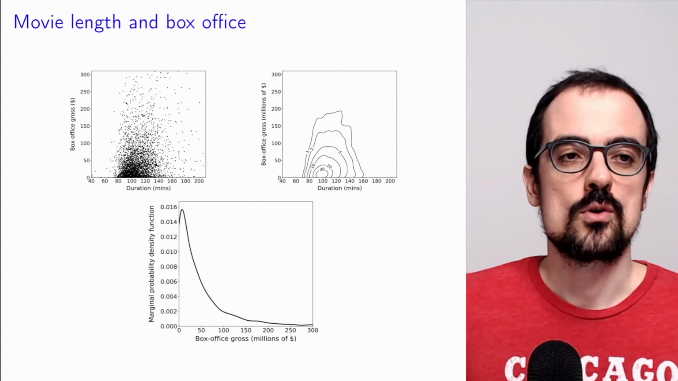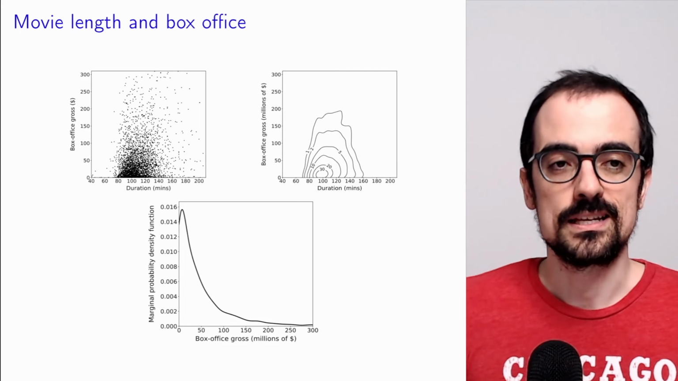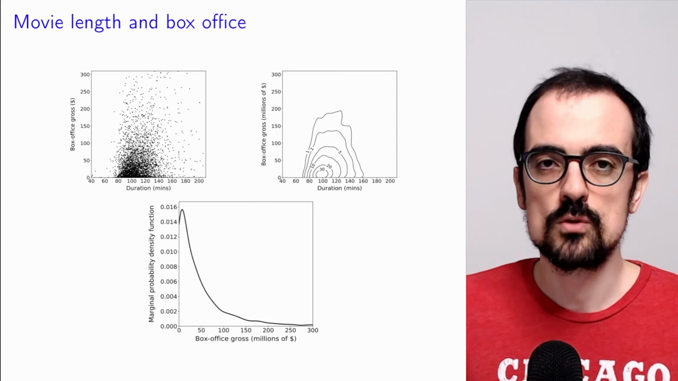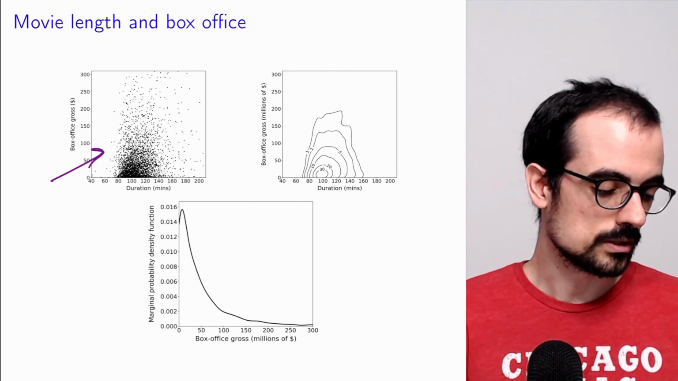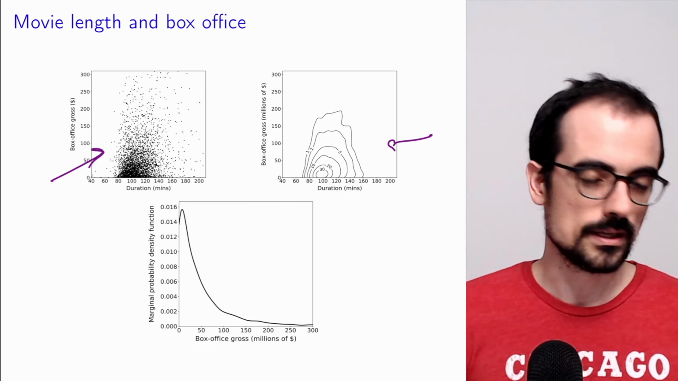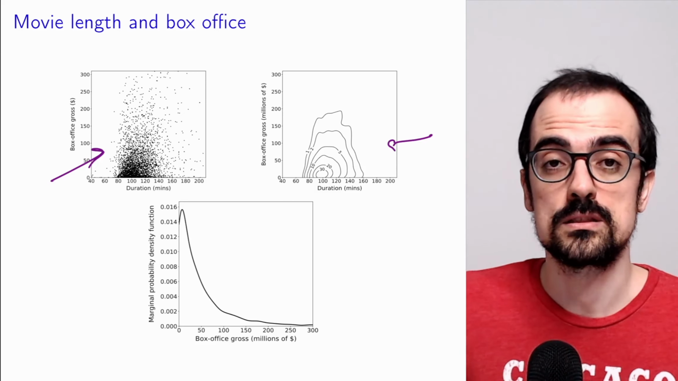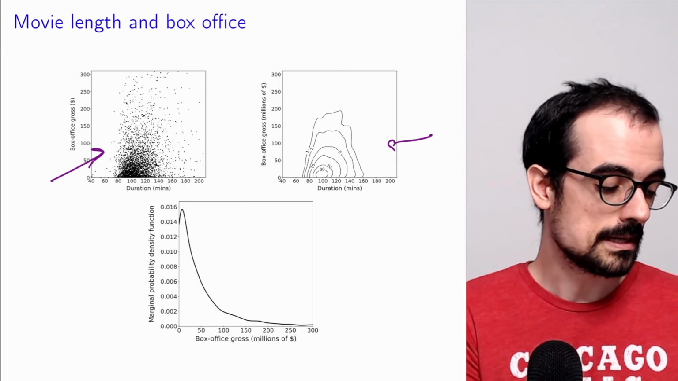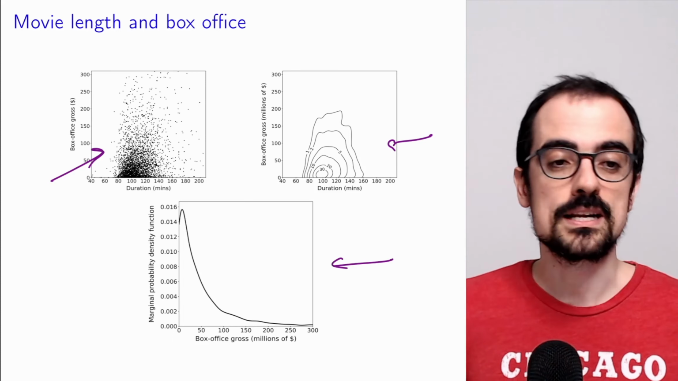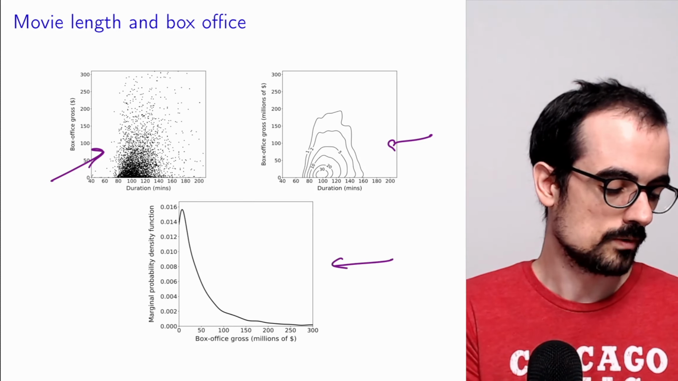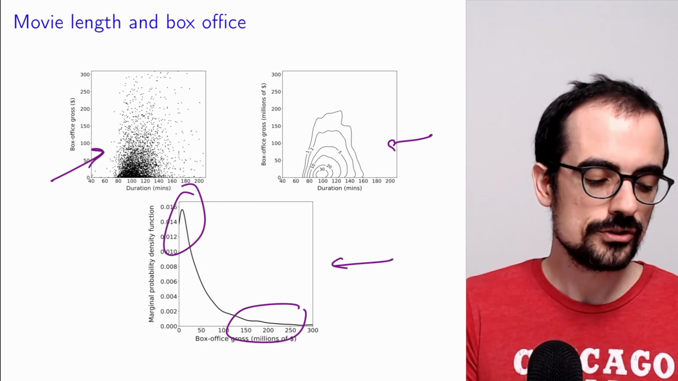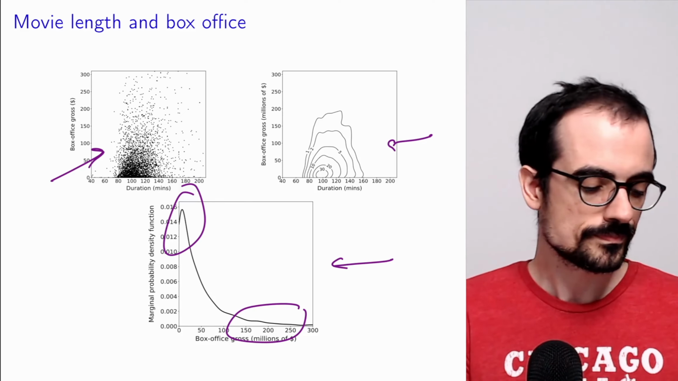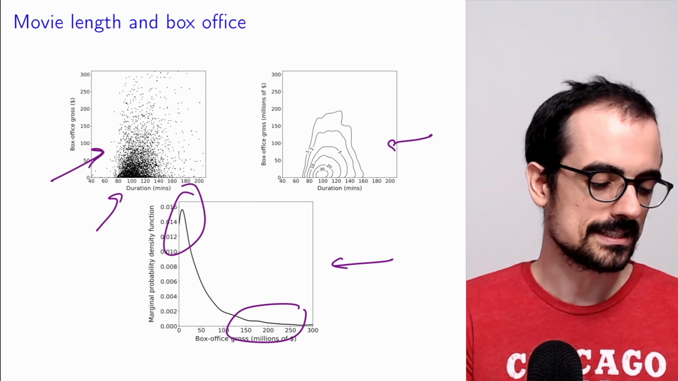What if we do this for movie length and the amount of money that the movie made in the box office? So this is the scatter plot of all the data points. This is the corresponding joint PDF. And this is the marginal PDF of the money that the movie makes. So most movies make very little money. Some of them make quite a bit. Now we're going to condition on movie duration. Okay, duration is here in the x-axis.